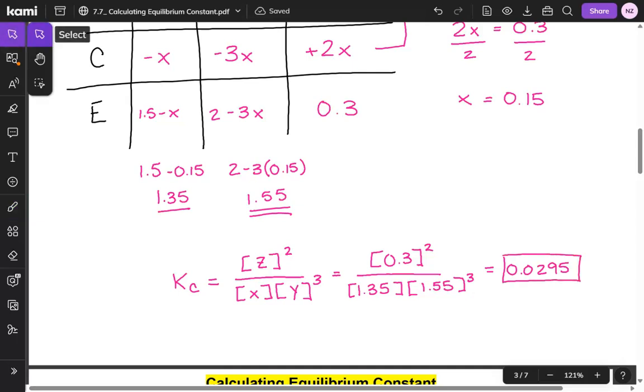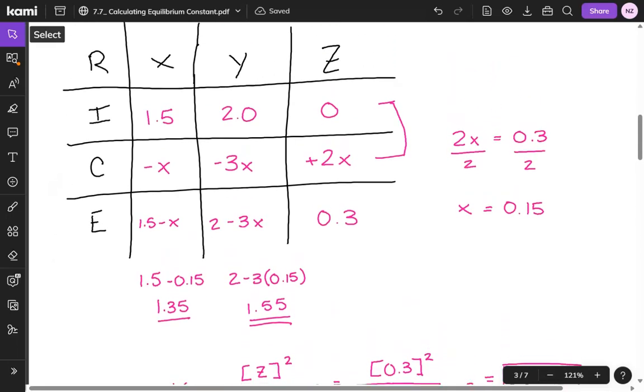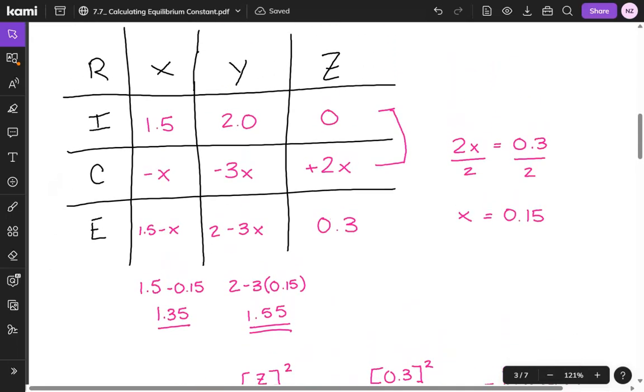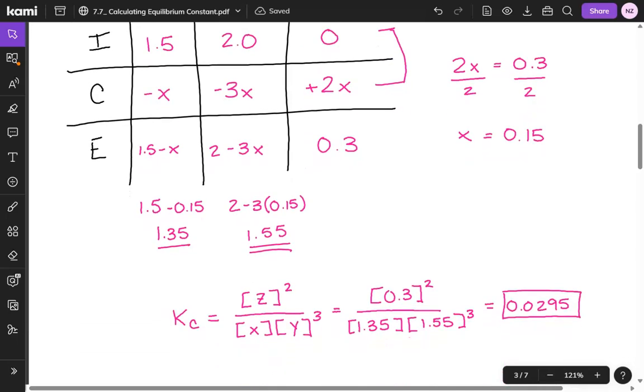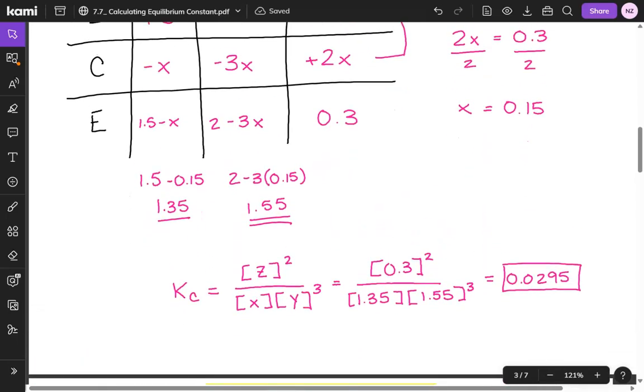So in this first example, we were given numbers, and we were able to use those numbers, our initial concentrations and one of our equilibrium concentrations, to find the missing values for our equilibrium concentrations, and then we plugged in to solve for our Kc, our equilibrium constant.